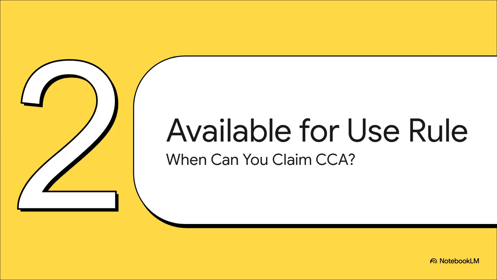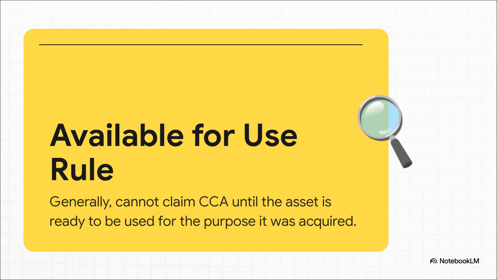Okay, so we've bought the equipment, we know about the half-year rule. Can we start deducting right away? Well, not so fast. The timing of your first claim is governed by another very important rule. And that's the available for use rule. It's pretty intuitive, actually. It just means that you can't start claiming depreciation until the asset is actually ready to do its job and help you earn income. So, if you buy a big piece of machinery in December, but it doesn't get delivered and installed until February of the next year, well, you can't start claiming CCA until that second year. The purchase date alone isn't enough.